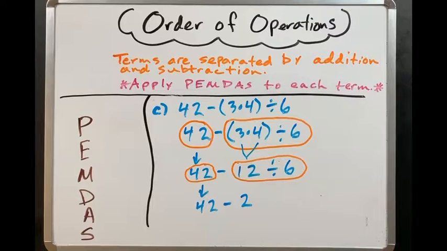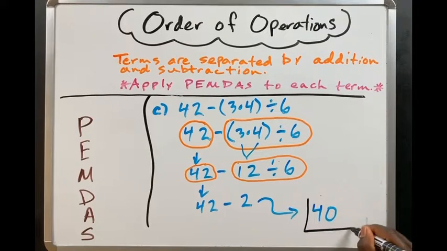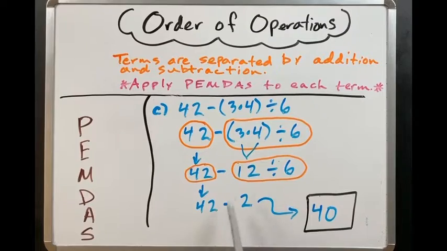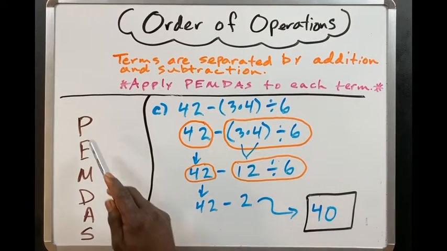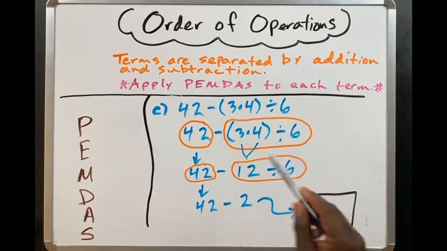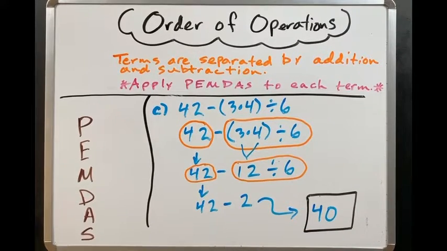All right. And then our final answer, 42 minus 2 is 40. All right. So let me box the final answer. Again, we identified our terms, we circled them, and then we applied PEMDAS to each term. We had multiplication, parentheses, and division. According to PEMDAS, you do what's in parentheses first. So we multiplied 3 times 4 to get 12. And then that's what we did, okay?